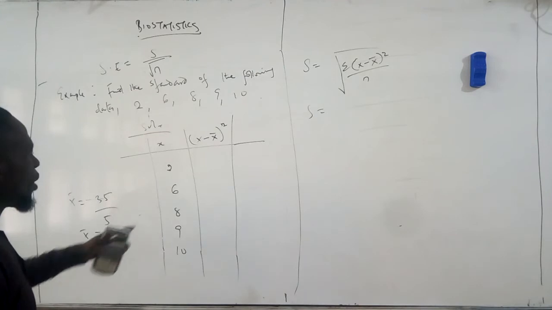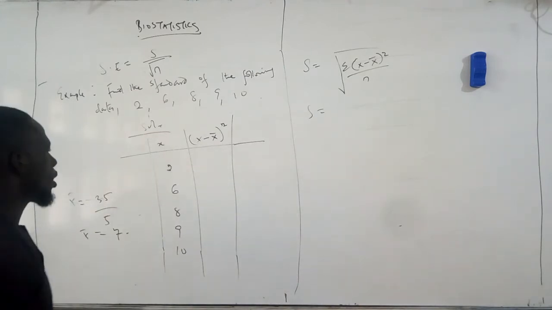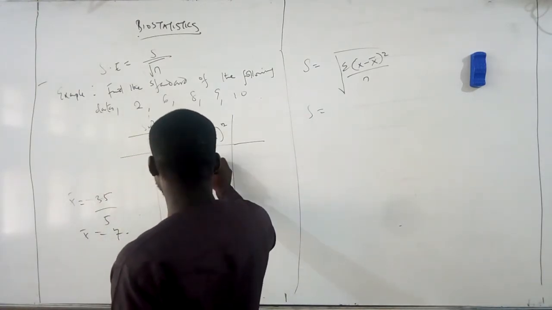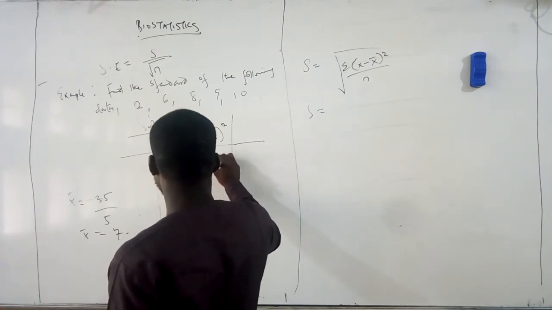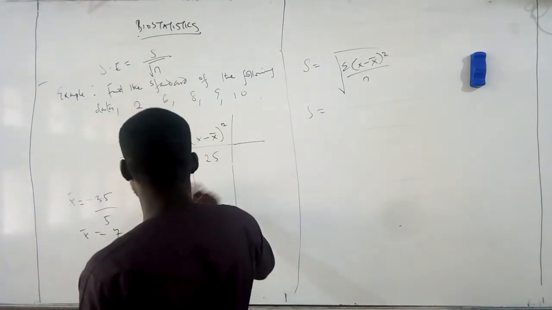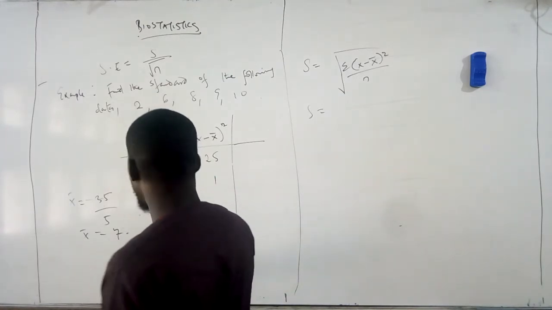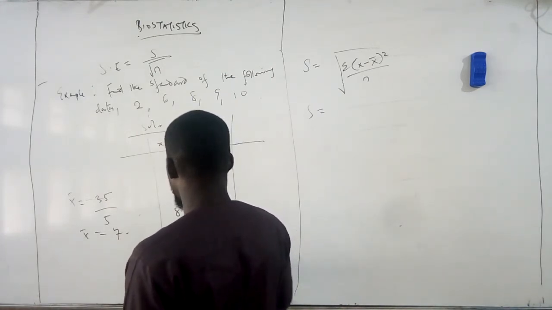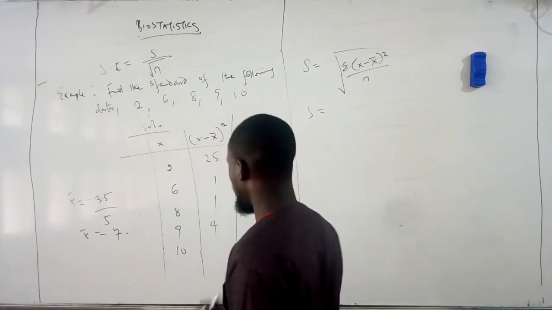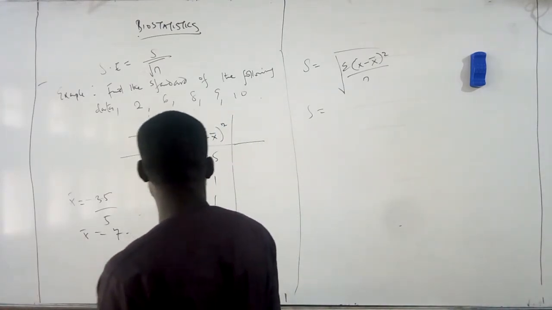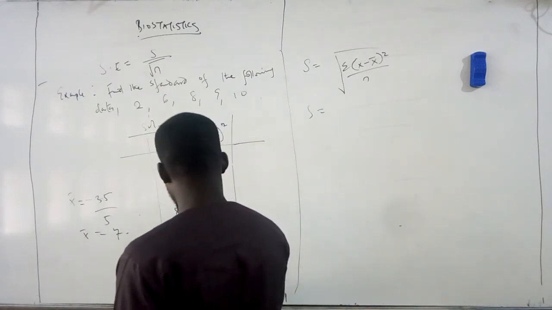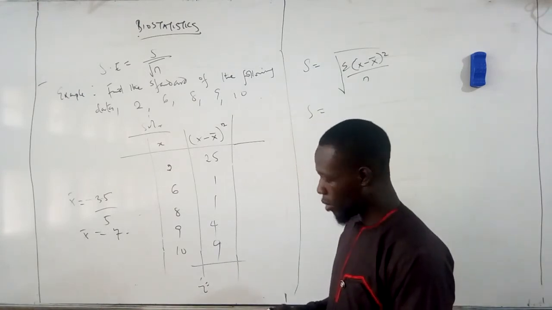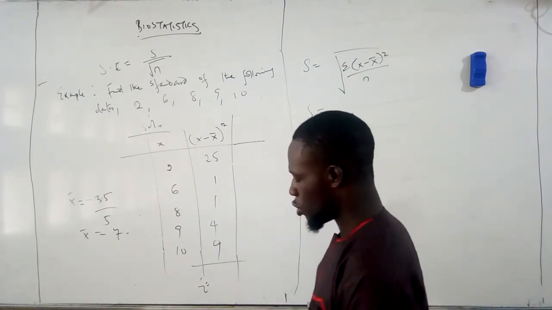Since we have our mean now, we can find our deviations squared. Your first one, 2 minus 7, is minus 5. Minus 5 squared is 25. 6 minus 7 is minus 1, and 1 squared is 1. 8 minus 7 is 1, and 1 squared is 1. 9 minus 7 is 2, and 2 squared is 4. Then 10 minus 7 is 3, and 3 squared is 9. So you add everything together, which is the summation you see here: 25 plus 1 plus 1 plus 4 plus 9.